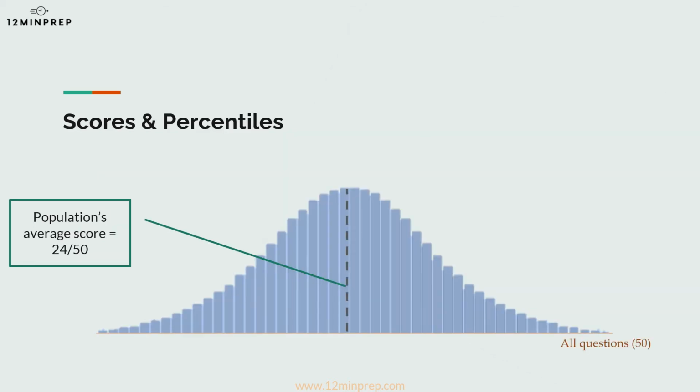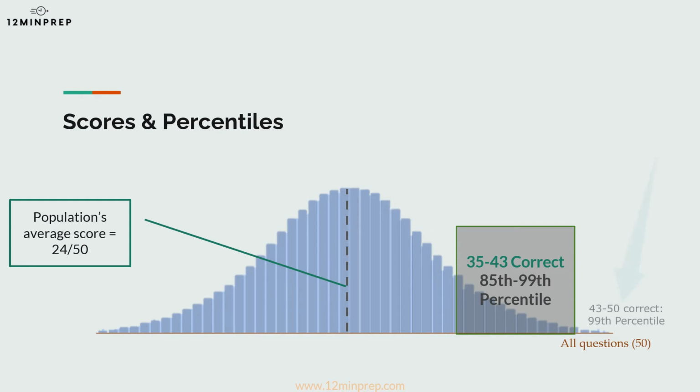Good CCAT scores are a relative term because they depend on the position you're applying for and on the target score that your employer set in advance. But generally speaking, if we look at a population and the population percentiles, scores of 35 correct answers and above will be in the 85th to 99th percentile of the population. Basically, any score between 43 and 50 correct answers falls in the 99th percentile.